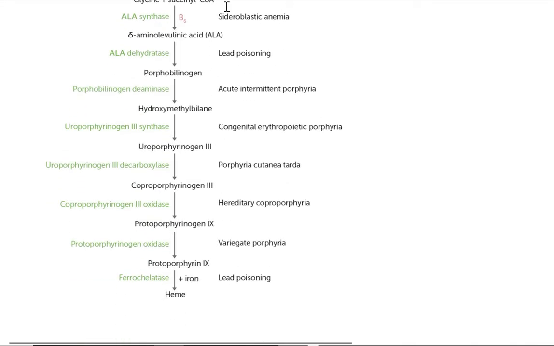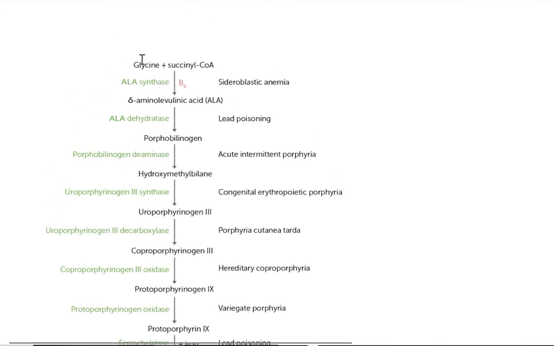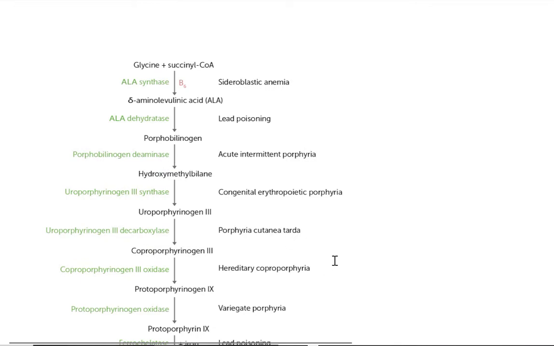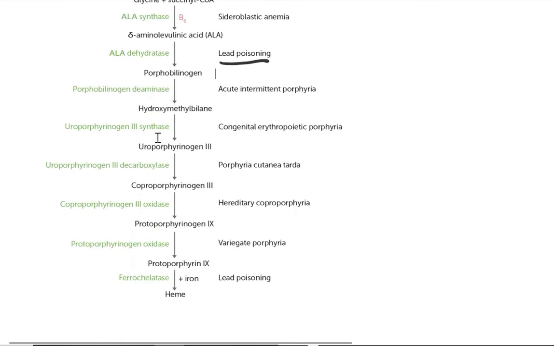So here we have the pathway for heme synthesis, and note that heme begins with glycine and succinyl-CoA and ends in the synthesis of heme. Specifically, we should pay attention to lead poisoning, which is inhibiting the conversion of ALA to porphobilinogen, or the conversion of protoporphyrin IX into heme.